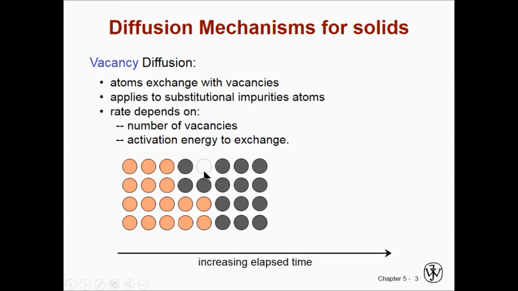These atoms substitute vacant positions. So if I have fewer vacant positions, I will have a smaller amount of diffusion. So in order to have this kind of diffusion, I should have vacant positions. So number of vacancies is the limiting factor for this kind of diffusion.